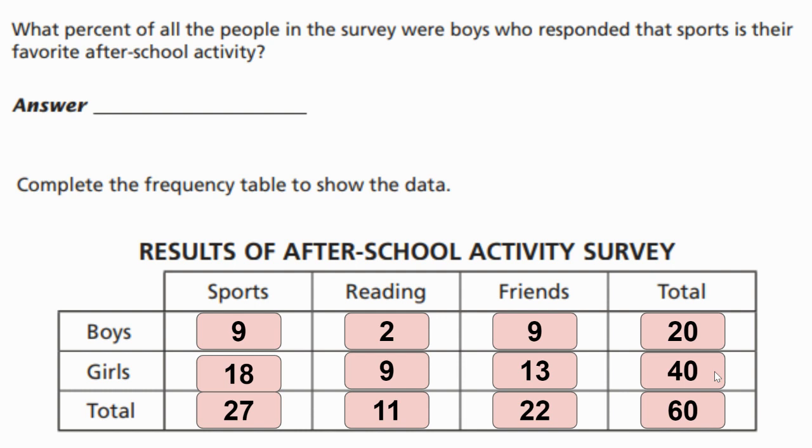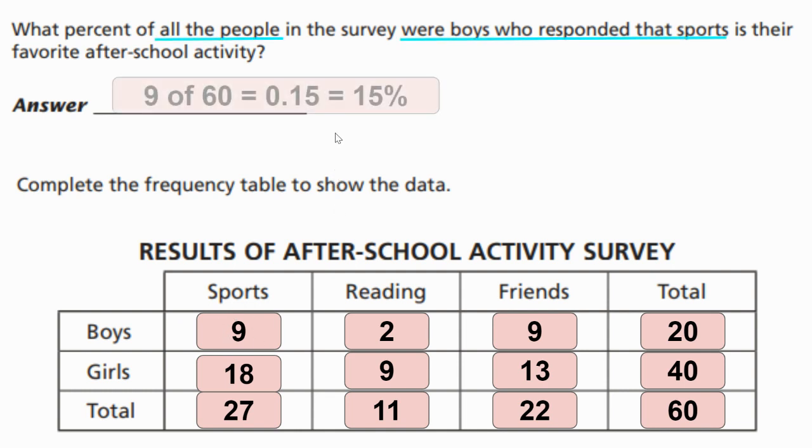So 20 boys and 40 girls were surveyed. And if we add it here, 27 plus 11 plus 22 also equals 60. That's how we know that our total number is correct. So what percent of this 60 students said that they were boys that responded sports was their favorite? So all people, boys, 9 of 60 responded that sports were their favorite activity. So 15% are boys that felt sports was their favorite activity. 15% of all the students surveyed.